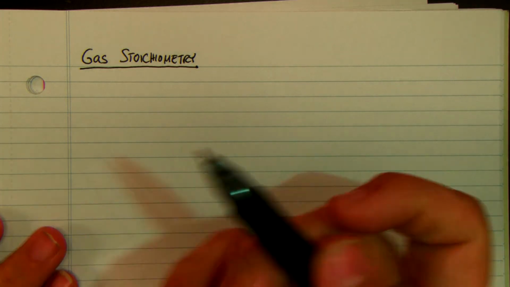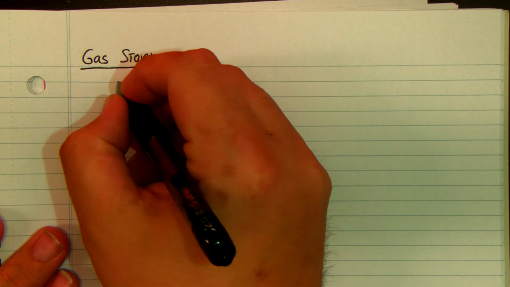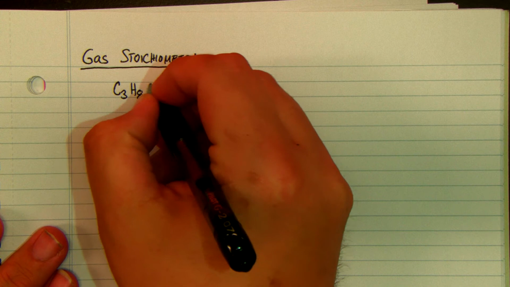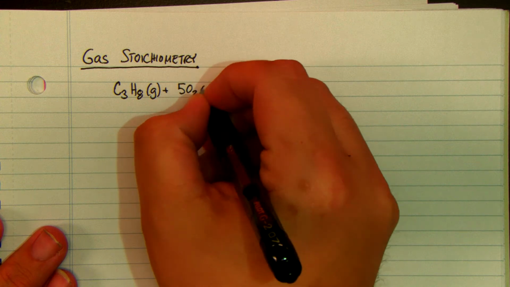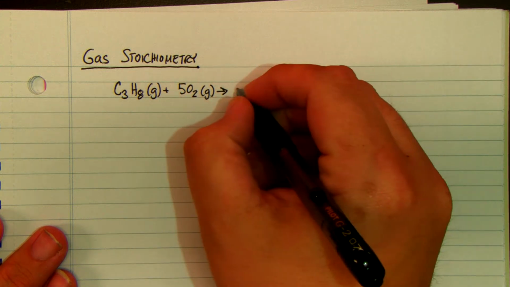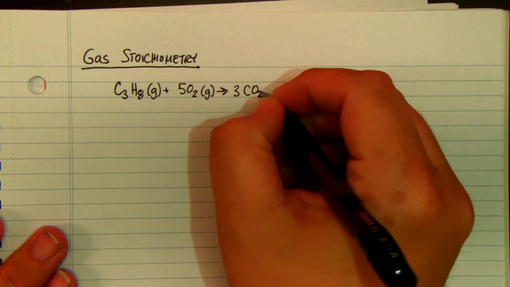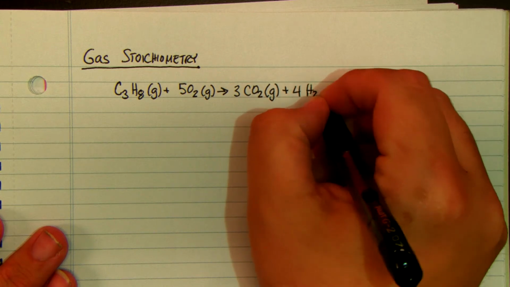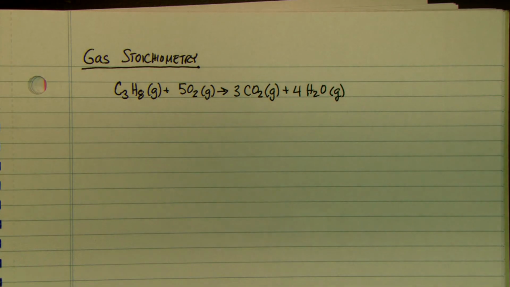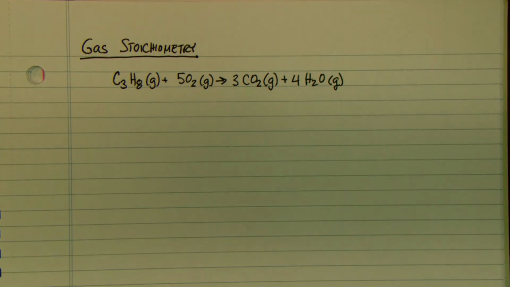We are going to talk about gas stoichiometry, the stoichiometry involved with equations that are gaseous. So the first thing we're going to do is use the equation. We've got propane, C3H8, in gas form, plus 5 oxygens as a gas, giving us 3 carbon dioxides, which is a gas, plus 4 waters in gas form.